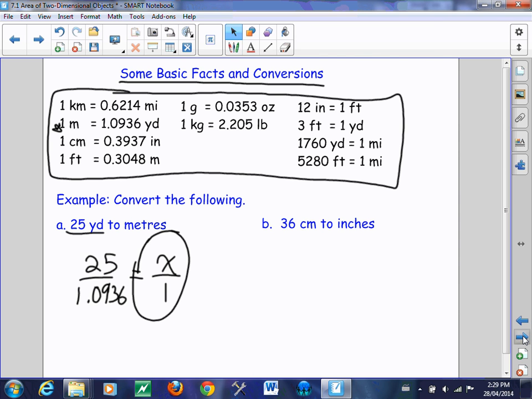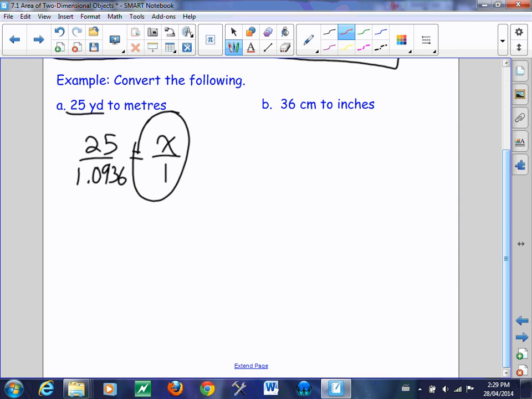Okay? And what we need to do here, folks, is to realize that it's divided by 1, or that's one possibility. The other one is just remember how to cross multiply. So you can take x times 1.0936, so that's going to be 1.0936x equaling 25 times 1, which is 25. How do you get x by itself? You divide by what it's currently multiplied by.